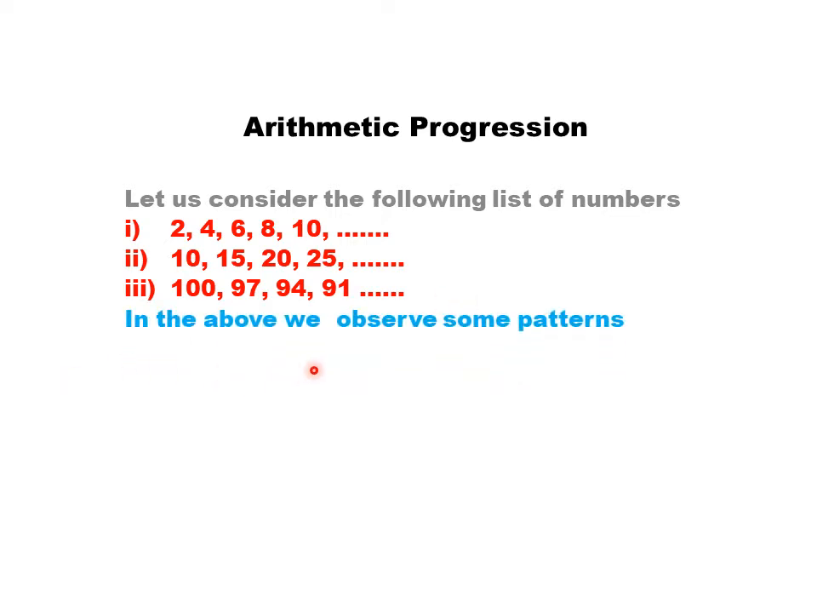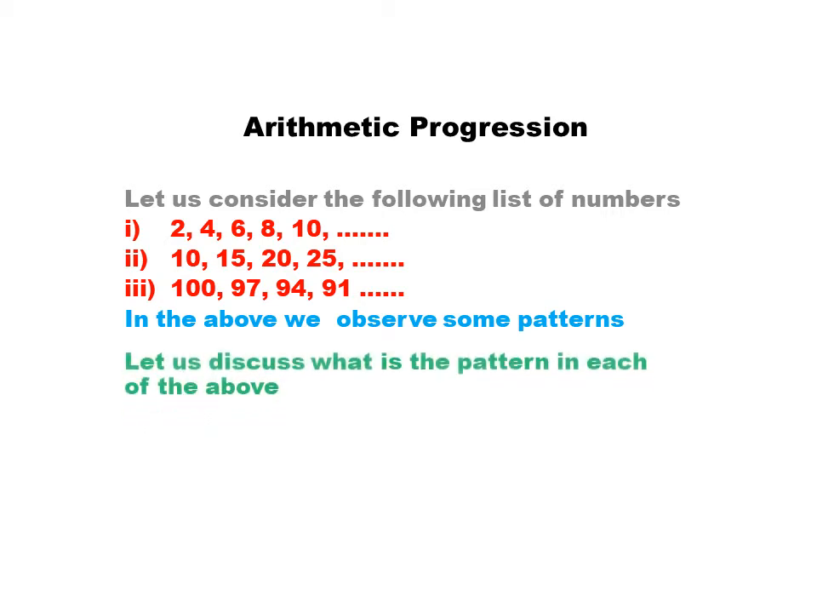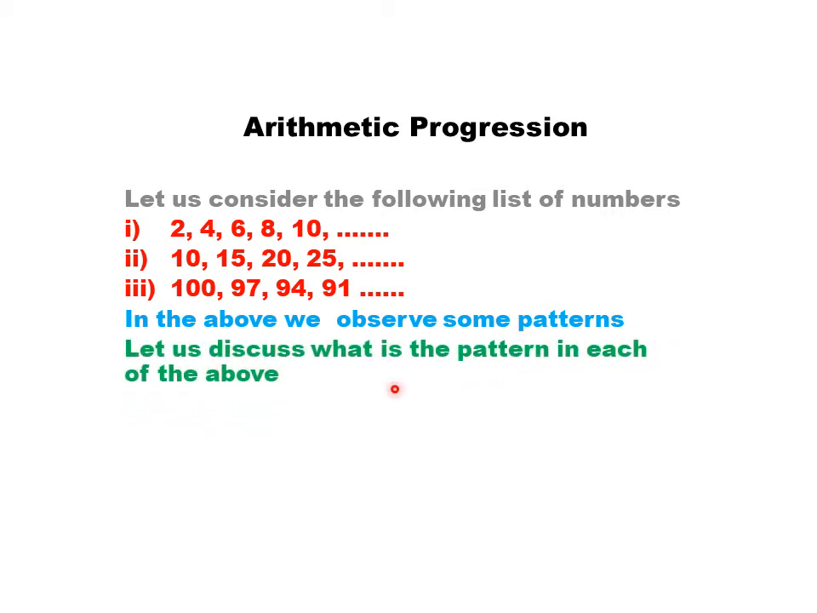In the above, we observe some patterns. Let us discuss what is the pattern in each of the above lists of numbers. That is, we have got 3 lists of numbers: 2, 4, 6, 8, 10, etc.; 10, 15, 20, 25, etc.; and 100, 97, 94, 91, etc. So they are having some pattern. Let us see what is the pattern.